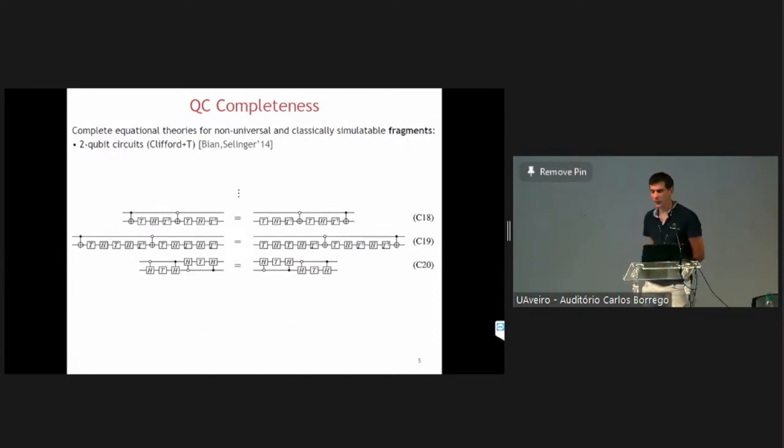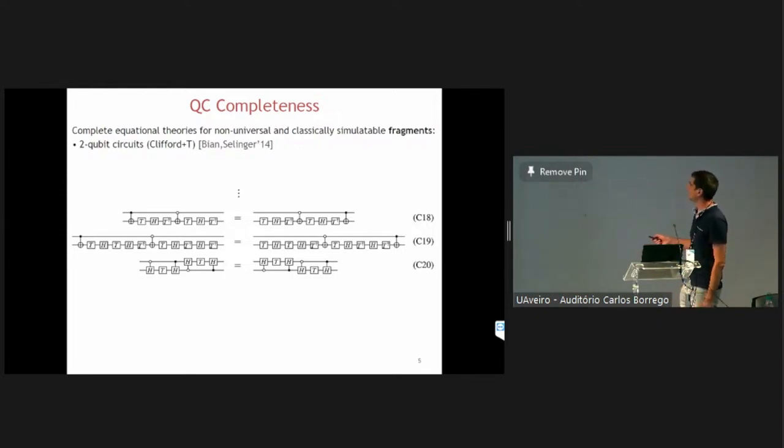We have a few partial results. In particular, this one is interesting, by Bian and Selinger, which is about Clifford plus T circuits, but just for two-qubit circuits. So it's a set of equations. Here there are actually 20 equations. I'll just give you the flavor of this equational theory by showing three equations.